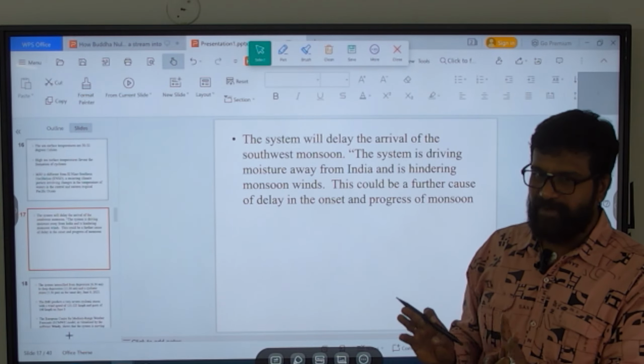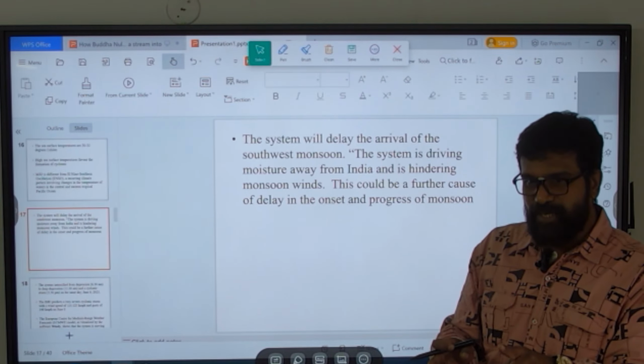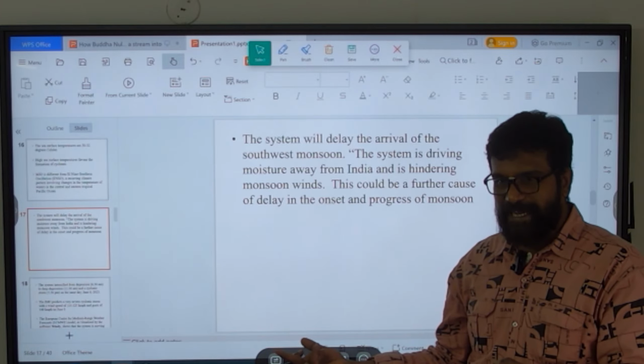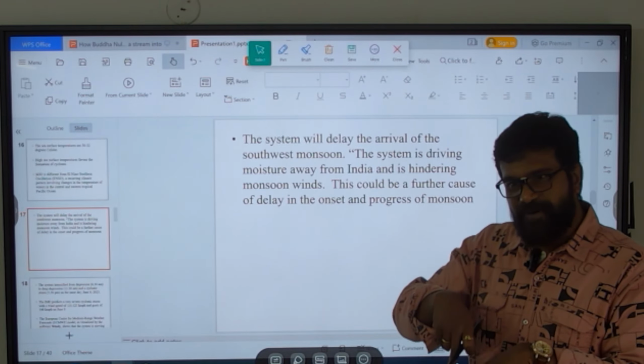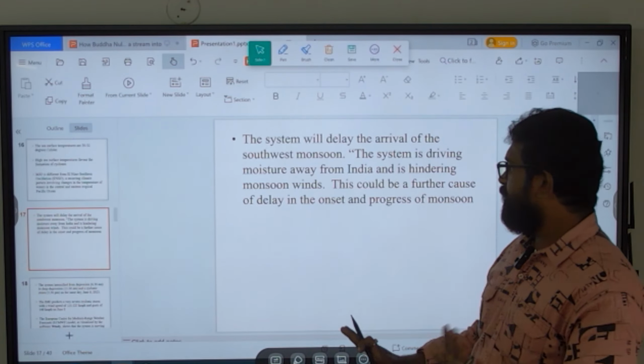We don't have these two at the same time. But if the Madden-Julian oscillation favors the cyclone, the monsoon will delay. If the Madden-Julian oscillation favors the monsoon, the cyclone will delay. This is the logic, right?